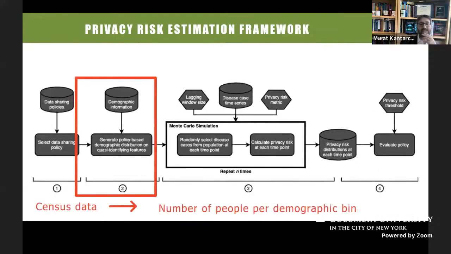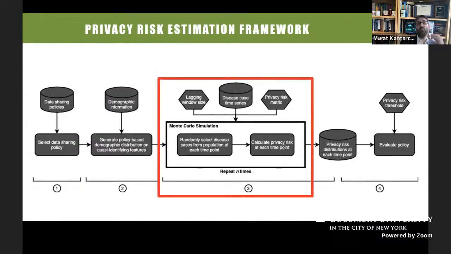The second thing is that, in order to estimate the risks, we look into the population distribution in different counties, especially for the risk we estimate in this work, called re-identification risk. In other words, if an attacker knows some information about the patients, can they re-identify records in the data and know that this record must belong to Murat or this record must belong to John? To do this estimation, we look at the census data and use the population distribution.